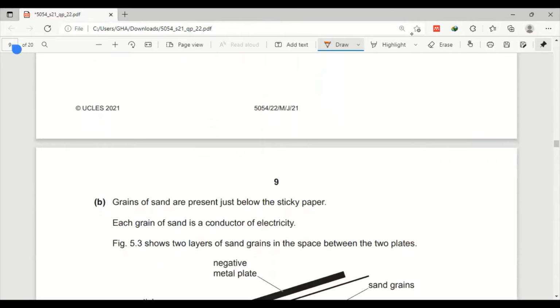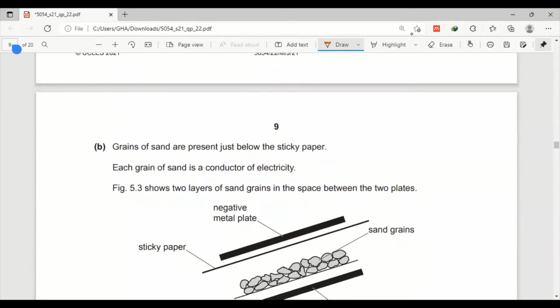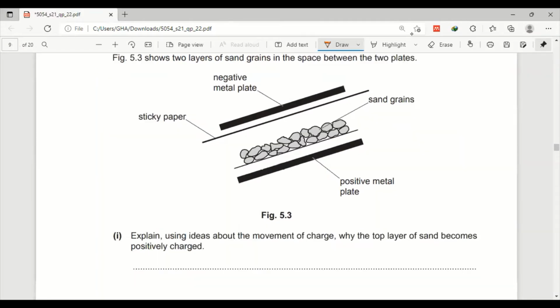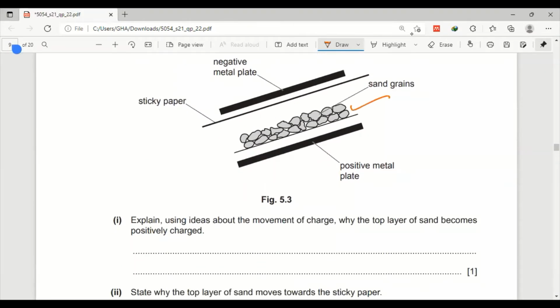And the next is, the grains of the sand are present just below the sticky paper. Each grain of the sand is a conductor of electricity. The figure shows 2 layers of the sand grain in the space between the two plates. So here they are shown. Explain, using the idea about the movement of the charges, why the top layer of the sand becomes positively charged. So this layer is positively charged.